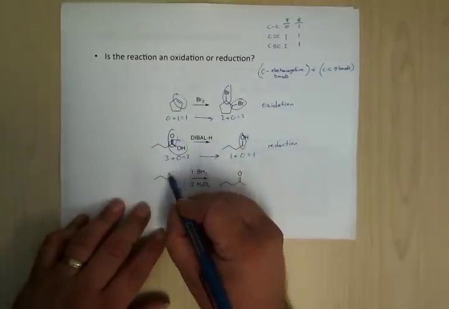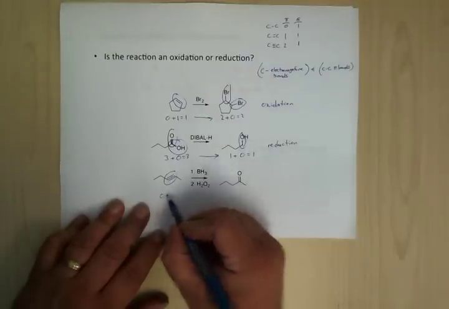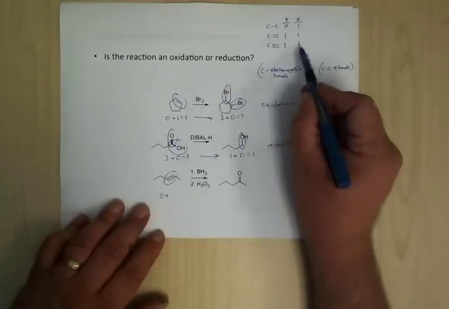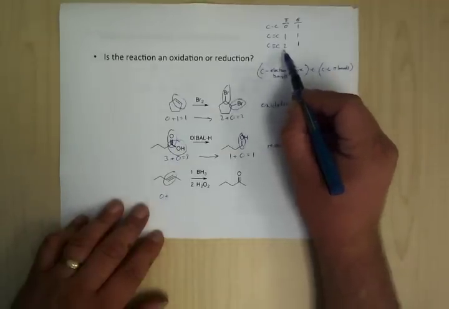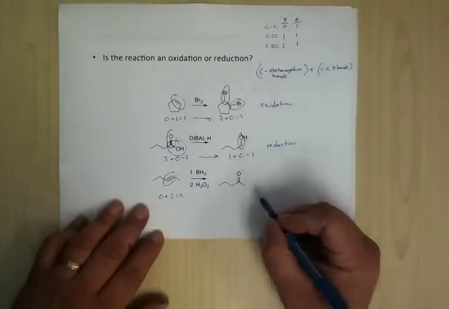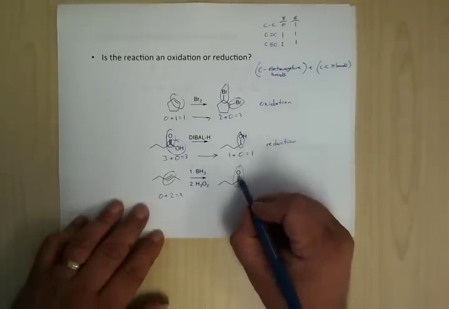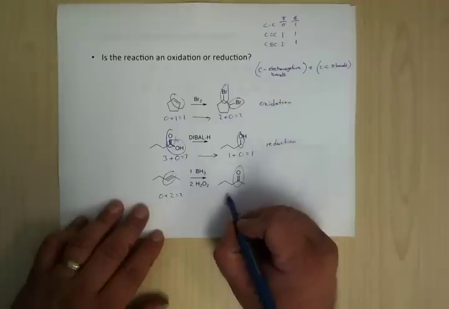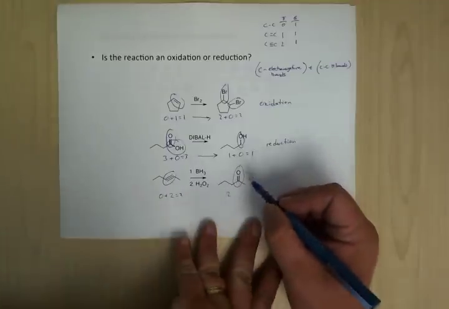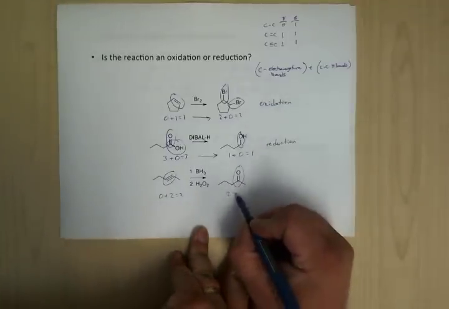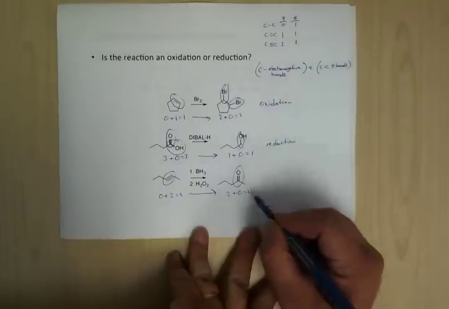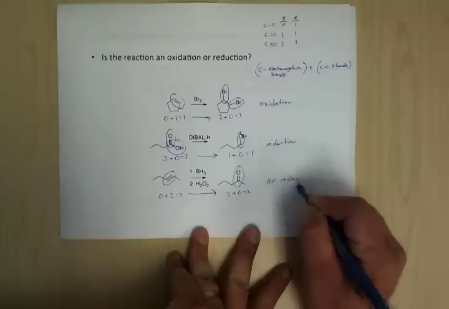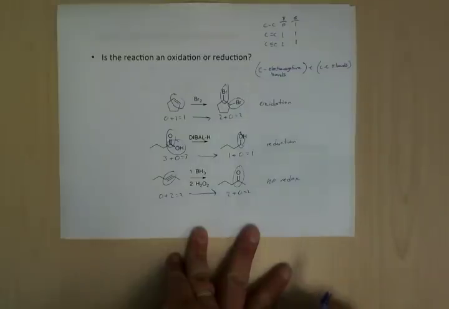Okay, so for this one here, we don't have any carbon-electronegative bonds, but we do have two pi bonds here. A triple bond is one sigma bond and two pi bonds, so it's 2. Now for this one here, we have two carbon-oxygen bonds, so 1, 2, plus no carbon-carbon pi bonds. So we're going from 2 to 2, which means there's no overall redox. Okay.